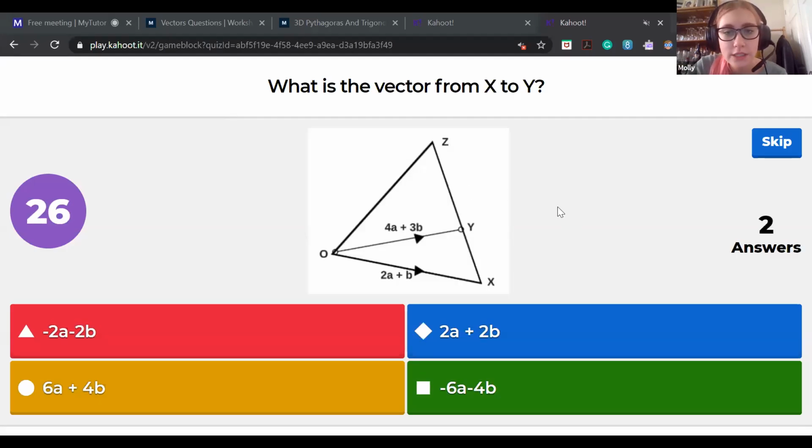So what's the vector from x to y this time? Again, think about the direction that you're going.